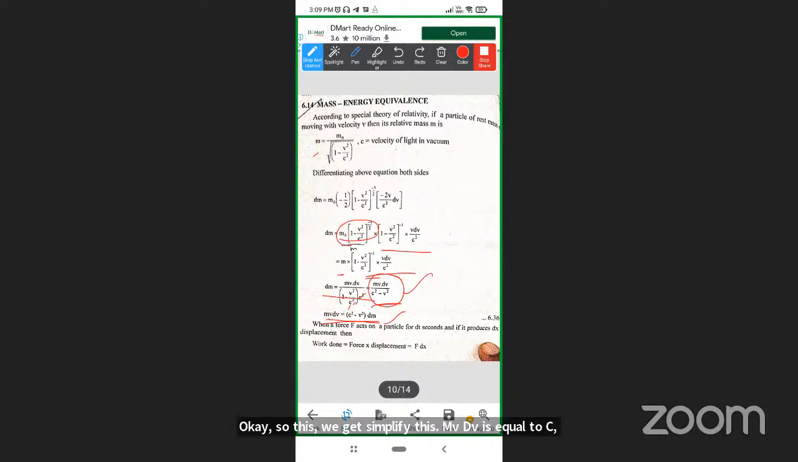And another thing: when a force acts on a particle, producing a dx displacement, then work done is equal to what? Force into displacement. Work done is equal to force into displacement, F into dx, from Newton's law.